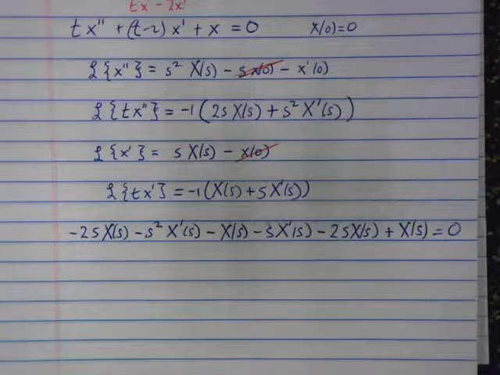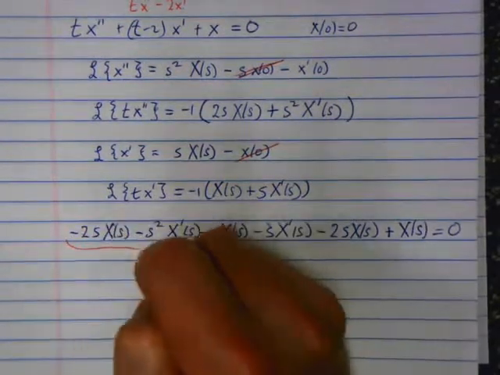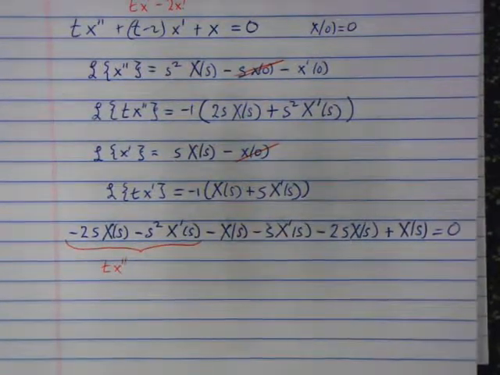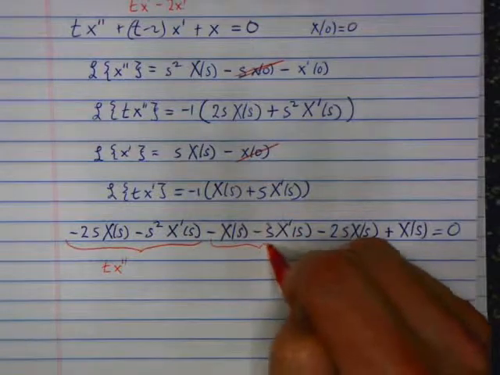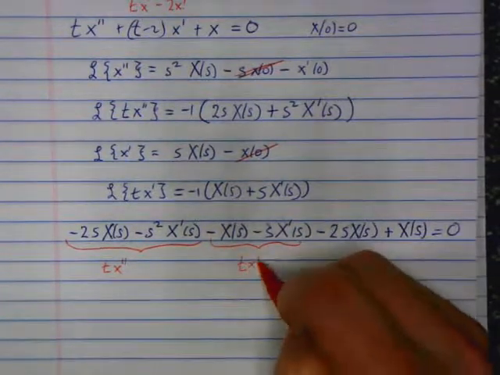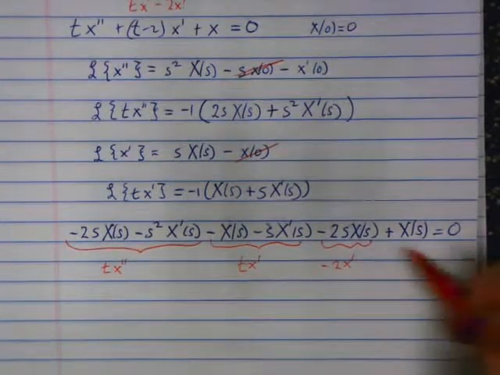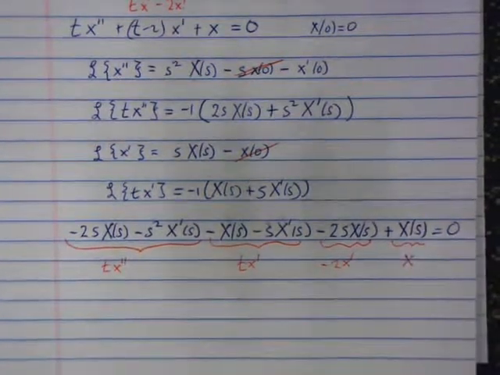You may ask a question. Which part of that came from the minus 2x? Okay, so this part came from the tx double prime. This part is the tx prime. This was the minus 2x prime, and that was the x.